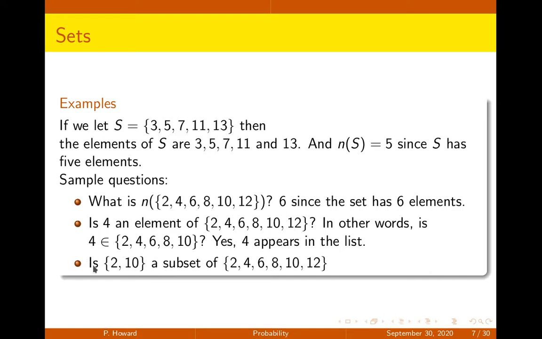And finally, is the set whose elements are 2 and 10 a subset of this set shown on the right, 2, 4, 6, 8, 10, 12? And the answer is yes. {2, 10} is a smaller set. In other words, {2, 10} can be obtained from this set on the right by deleting all the elements other than 2 and 10.